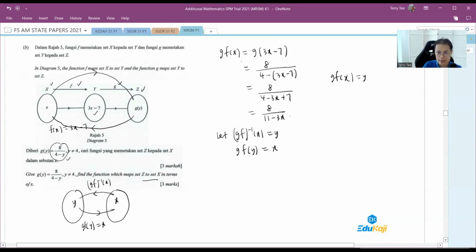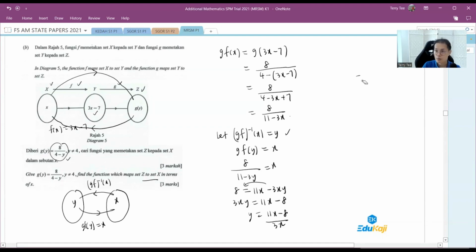Now we know your gf(x). gf(x) is 8 over 11 minus 3x. Your gf(y) will be 8 over 11 minus 3y. And I'm solving for y, because y is my gf inverse. So let's cross multiply. So 8 is now 11y minus 3xy. I'm finding y, so I bring this over, I'll get 3xy equals to 11x minus 8. My y is therefore 11x minus 8 over 3x.